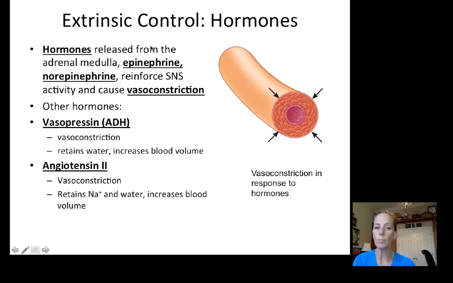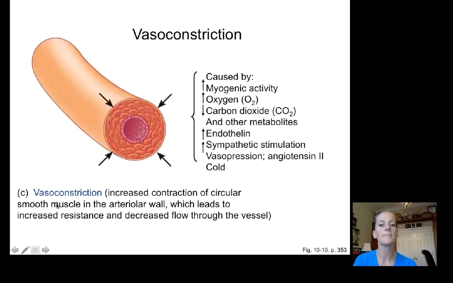Because this is in the whole blood, you'll get vasoconstriction in the whole body, and that's why we call it extrinsic control. We have other hormones that can do this as well. ADH can cause vasoconstriction. Angiotensin II can cause vasoconstriction. And we'll talk about these more when we get to the kidneys.